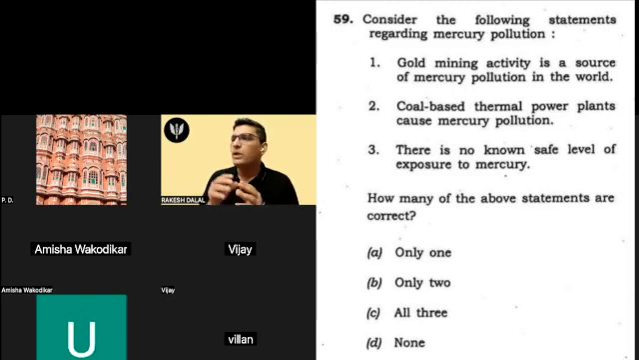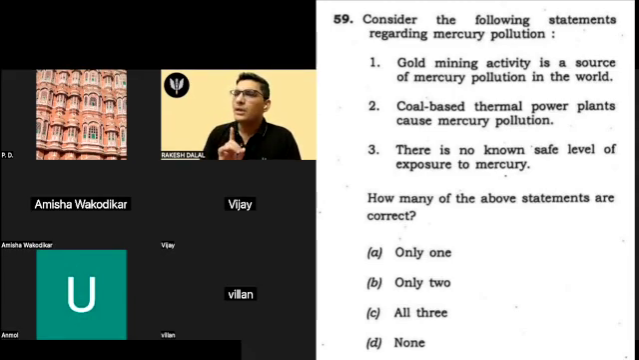Also, read the statement carefully. It says coal-based thermal power plants cause mercury pollution. It does not say they are the only source, it is not written like that. It just says they cause mercury pollution, right? Yes. What will be the opposite? Coal-based thermal power plants do not cause mercury pollution, right? It's a simple plain statement. The opposite of this statement will be that coal-based thermal power plants do not cause mercury pollution, right?